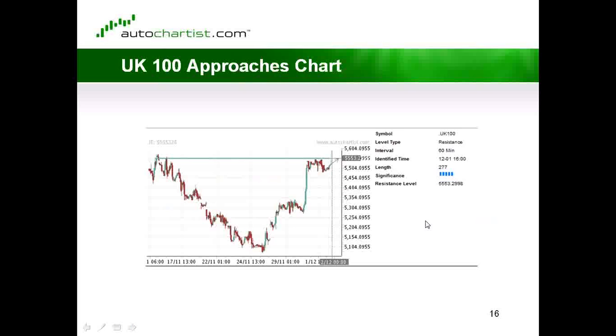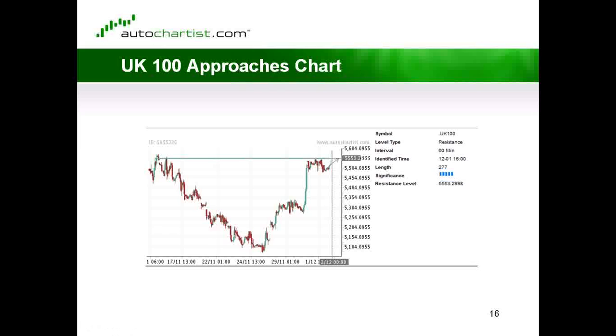Now, here's what an approaching chart looks like. You're going to see that as the market starts to rally up towards a certain area, Autochartist determines under certain conditions that this is a resistance level. It's going to put in a vertical line, and it's going to show you the date and the time, and it's going to show you the horizontal line at the price.